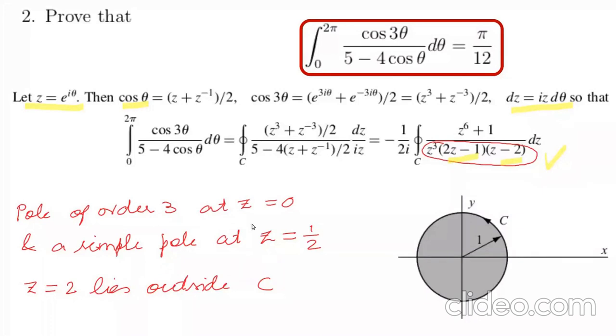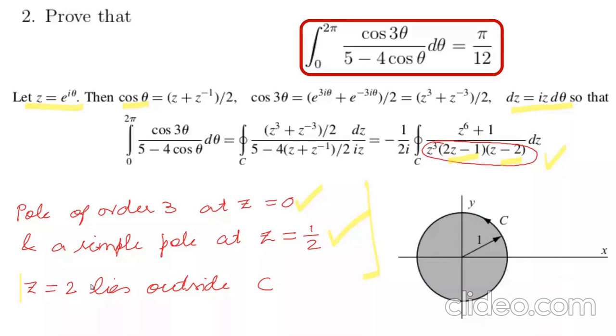So if we consider these 3 poles, only the poles z equals to 0 and z equals to half will lie inside the unit circle, while z equals to 2 will be outside. So we need to find the residue only at these 2 poles. And how to find the residue of a pole of higher order, that we have already discussed, that we can use the differentiation formula.